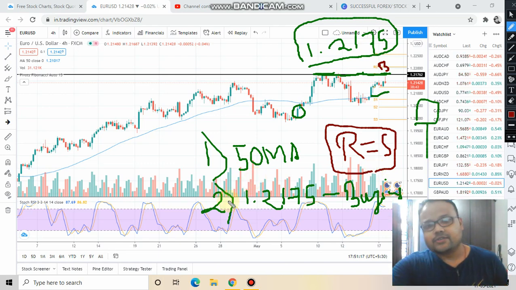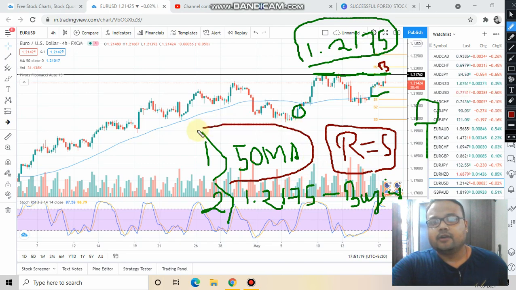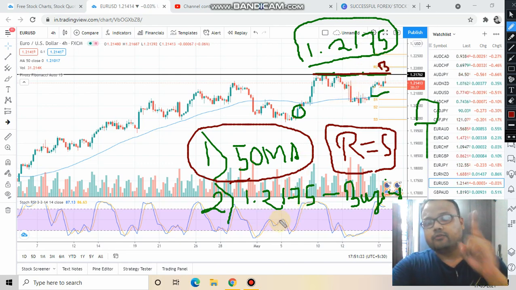So the first trading opportunity is to wait for the market to come to the 50 moving average. If it takes support at the 50 MA, go for a buy. The second opportunity is if the market crosses this level, then you can go for a buy, but you need to wait for 4 to 6 hours at least for the confirmation.